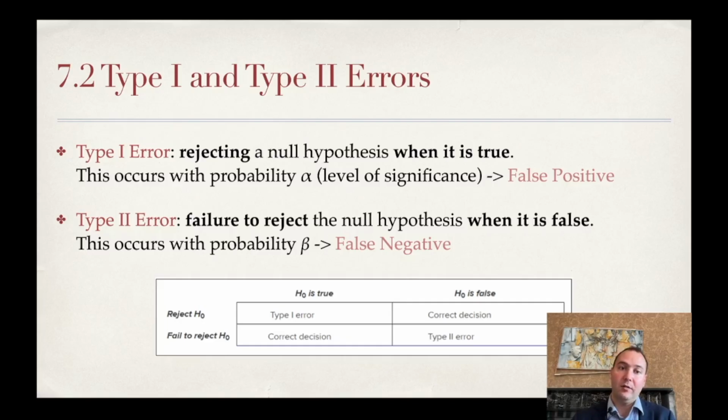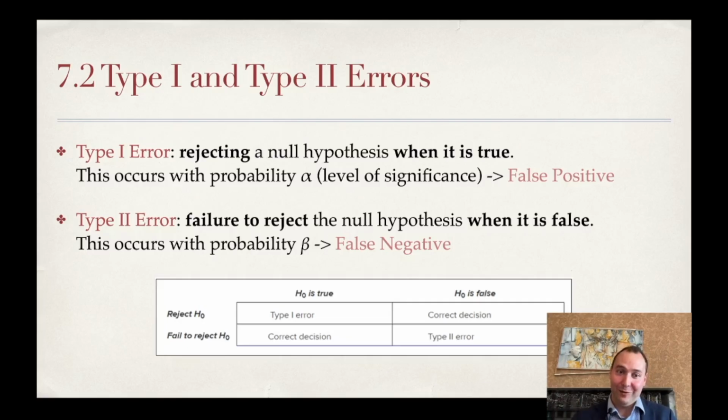Type 1 error is when we reject a null hypothesis when it is true. In other words, our null hypothesis is true, but we reject it. We're wrong, and this occurs with the probability of alpha, the level of significance. This is also called a false positive. Alpha, if you remember, is the level that we set. So usually we set alpha at 5%, unless we're testing something that is a little bit more consequential, risky.